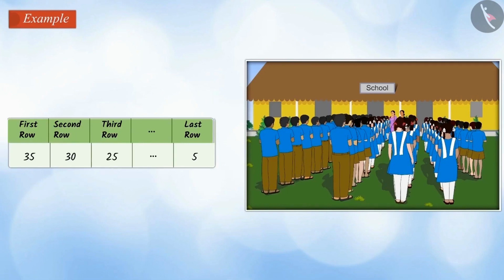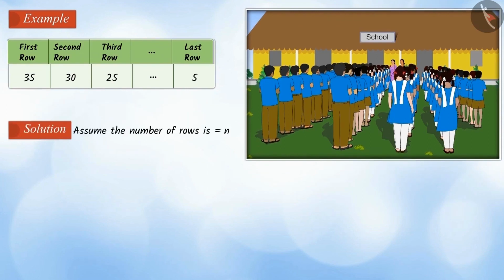In a school ground, there are 35 students in the first row, 30 in the second row, 25 in the third row, etc. It has 5 students in the last row. How many rows of students are there in the school ground?